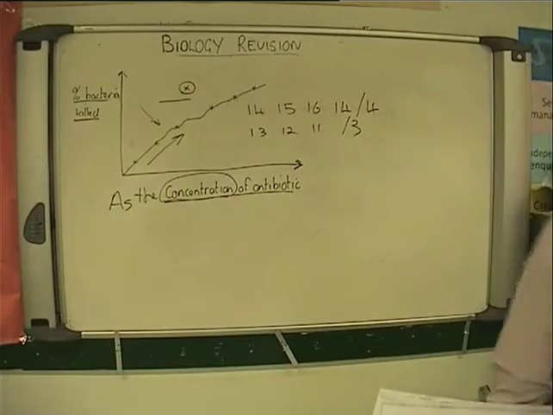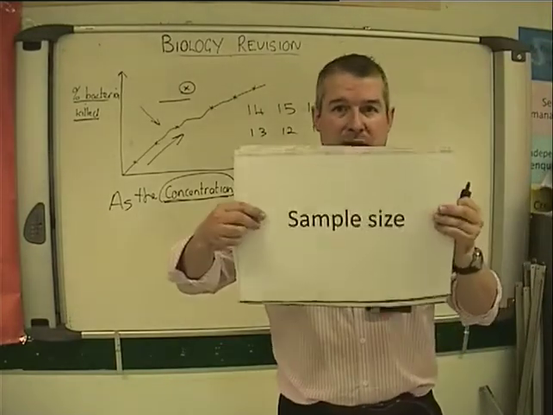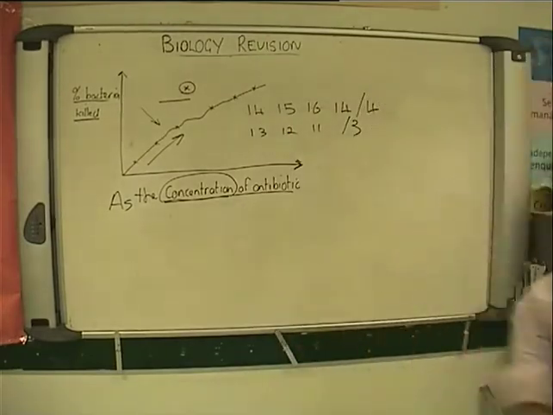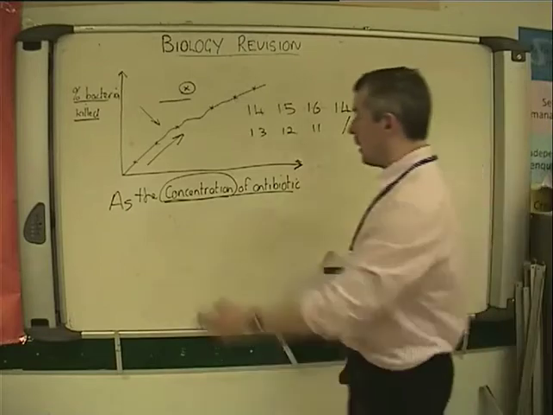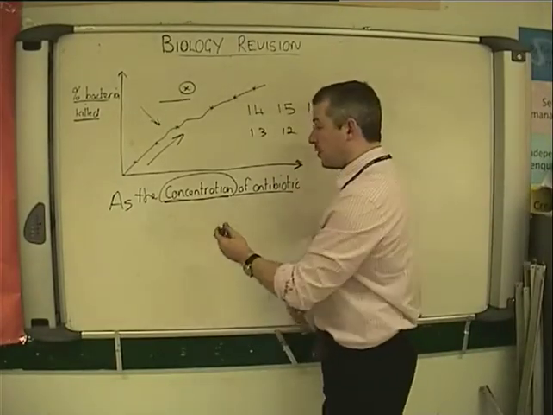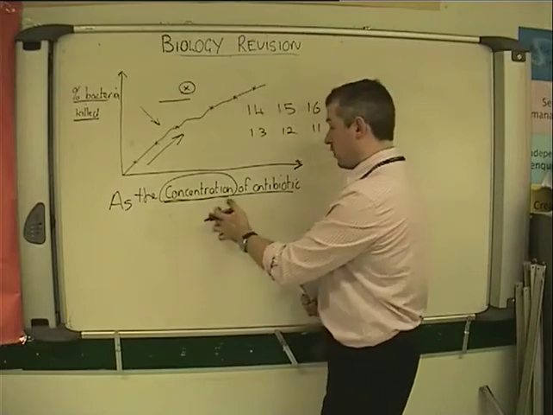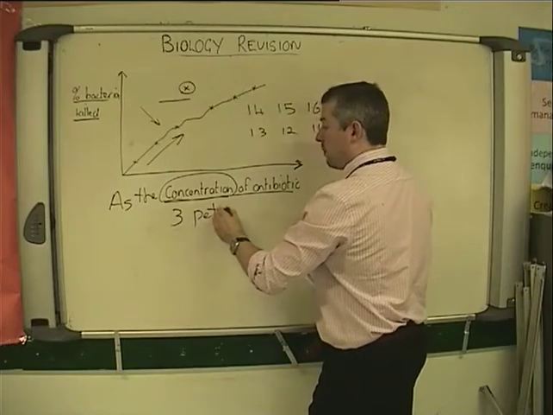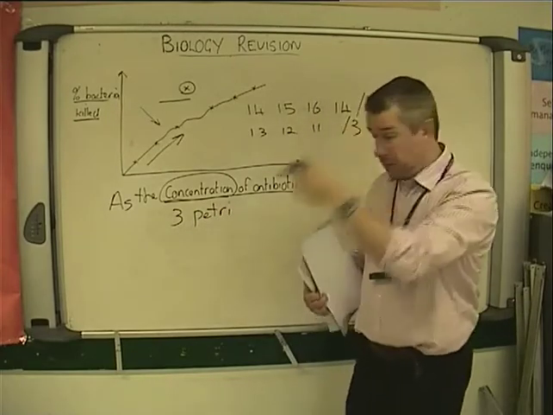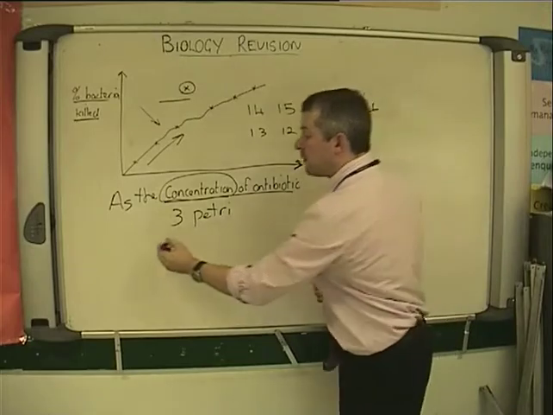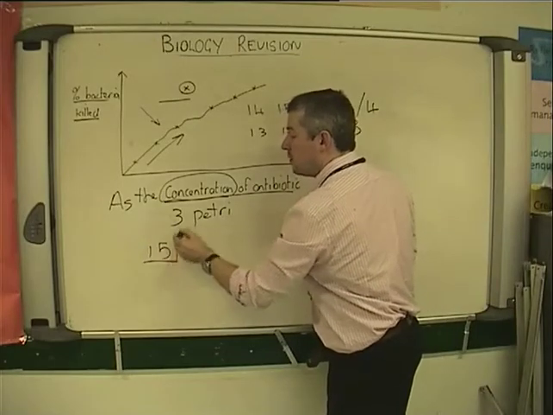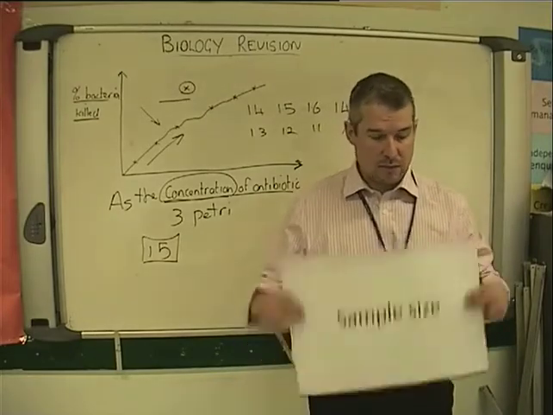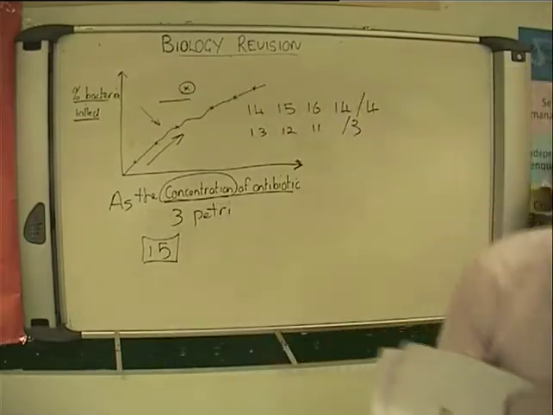And sample size refers to how many people or how many products were actually tested. Now, for an experiment to be reliable, the sample size has to be quite large. So for instance, if we did this test on, I don't know, maybe 3 Petri dishes, those little dishes we grow bacteria on, then to make the experiment more reliable, we'd have to use a larger sample size, which means we would use more Petri dishes. Okay? That's sample size.